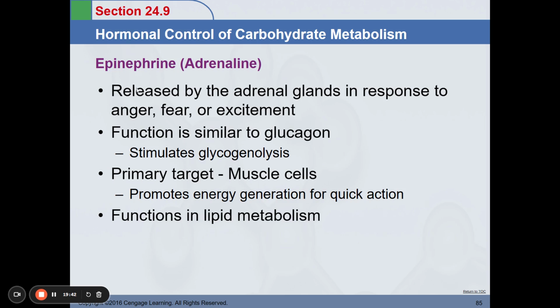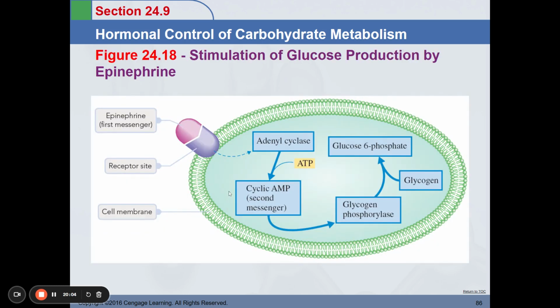So the main function of this epinephrine is similar to glucagon. It stimulates glycogenolysis, so it breaks down our glycogen in the liver, and its primary target is the muscle. Since this is a fight or flight hormone, it promotes energy generation for quick actions, and it also helps in lipid metabolism. So this is the stimulation of our glucose production by epinephrine.